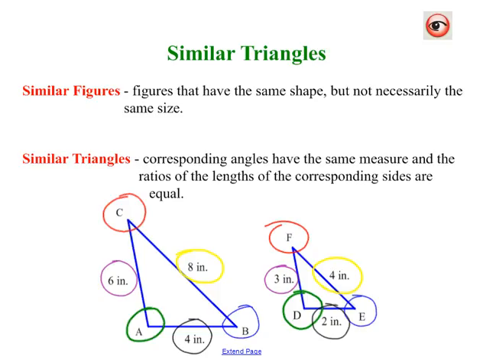If we take the ratio of 6 inches over 3 inches, we'll get a ratio of 2. Our next set of corresponding sides have measures of 8 inches and 4 inches, and again, we get 2. Our final pair of corresponding sides have measures of 4 inches and 2 inches, and again, we get 2. So because our corresponding angles are congruent and our corresponding sides have equal ratios, we know that these two triangles are similar.